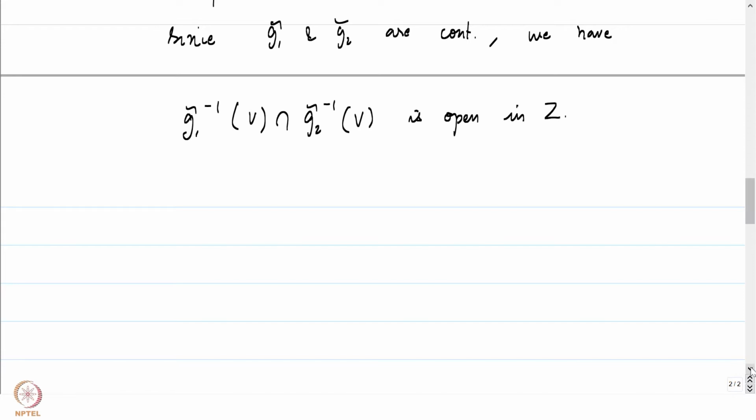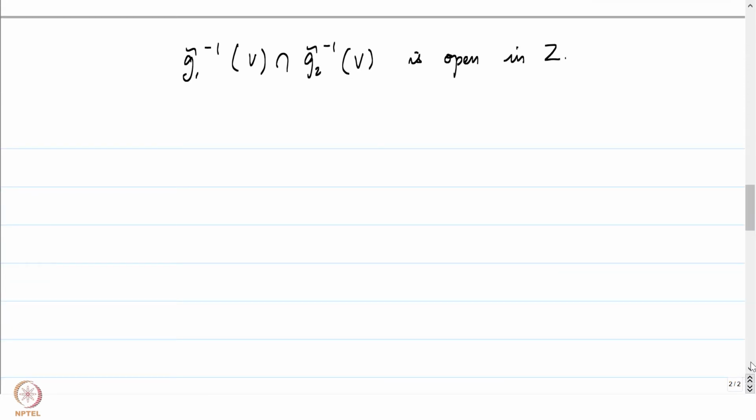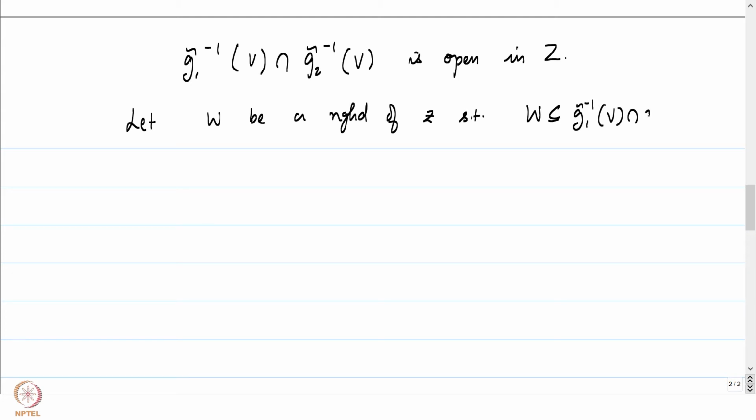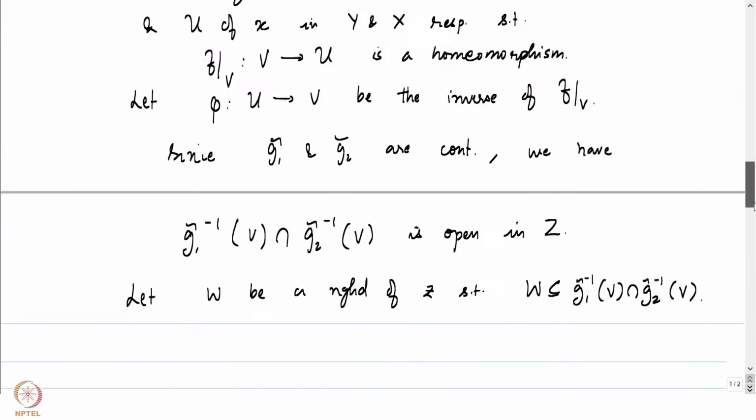In particular, our point Z is an interior point, and let W be a neighborhood of Z such that W is contained in G1 tilde inverse of V intersected with G2 tilde inverse of V. This can always be arranged. So let me just draw a few pictures for you.